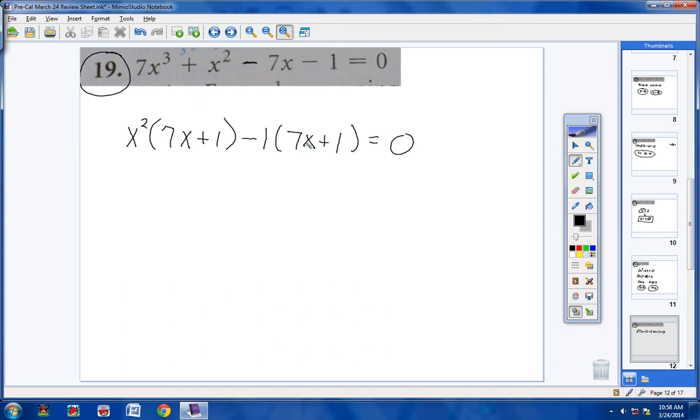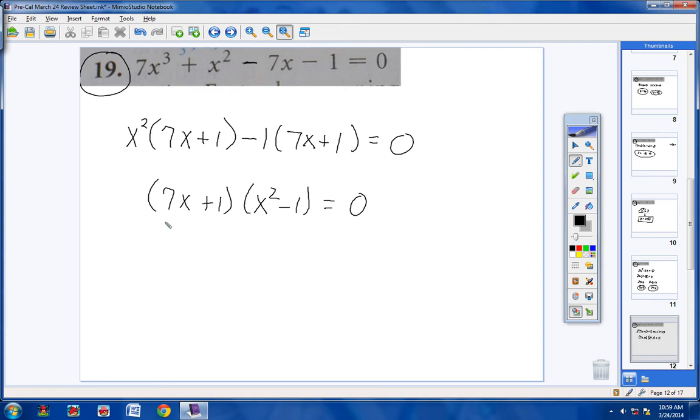Negative 1 times 7x is negative 7x. Negative 1 times 1 is negative 1. So we're doing really well, actually. You write your matching parentheses one time, and then you're left over with x squared minus 1.